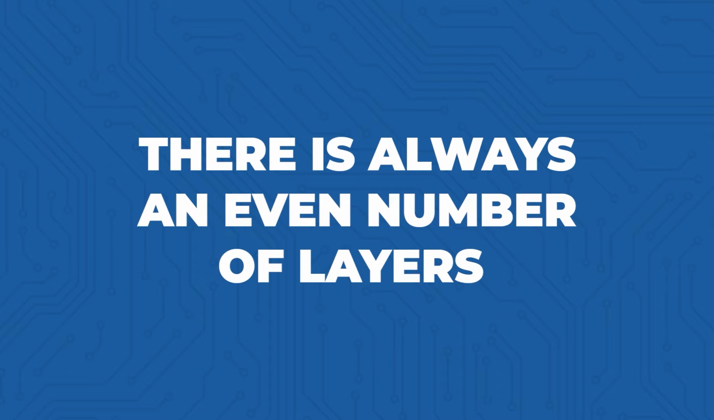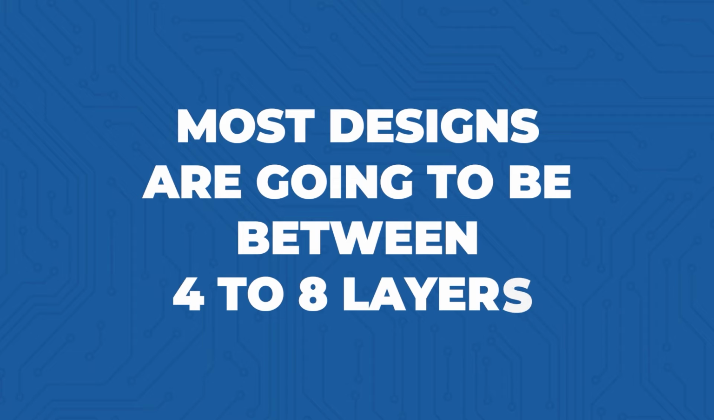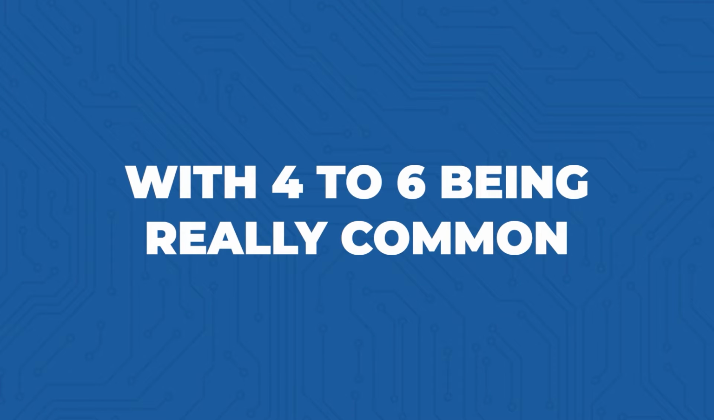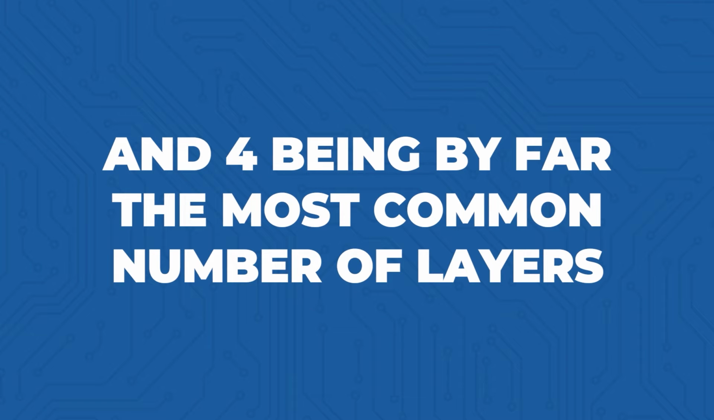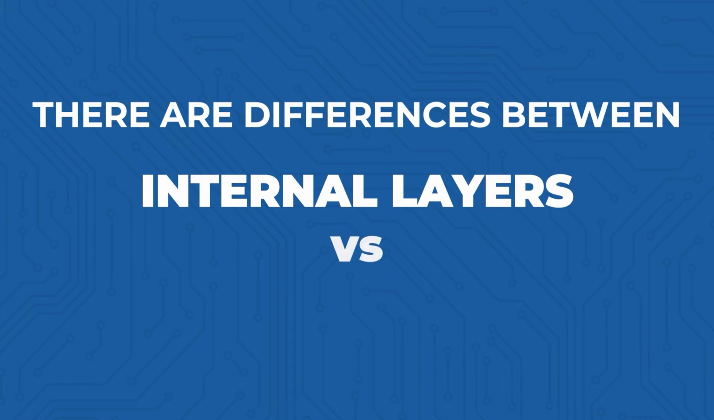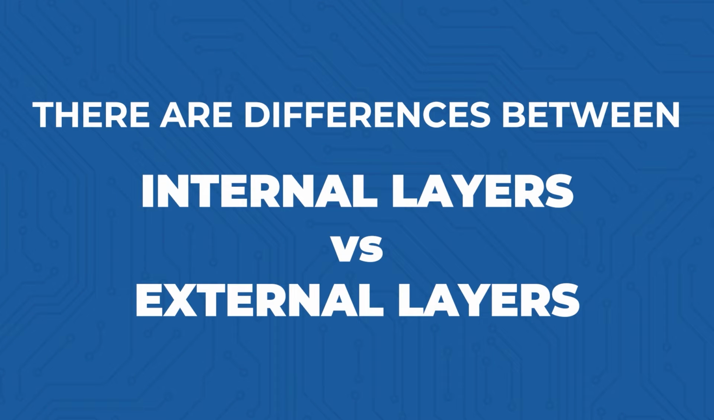It's always an even number of layers, but you can do as many, 12 I think is about as many layers as I've seen, and that would be an exceptionally complicated board. Most designs are going to be between 4 to 8 layers most likely, with 4 to 6 being really common. And 4 being by far, I think, the most common number of layers. You can do pretty complex design with 4 layers. And keep in mind, there are differences in internal layers versus external layers.